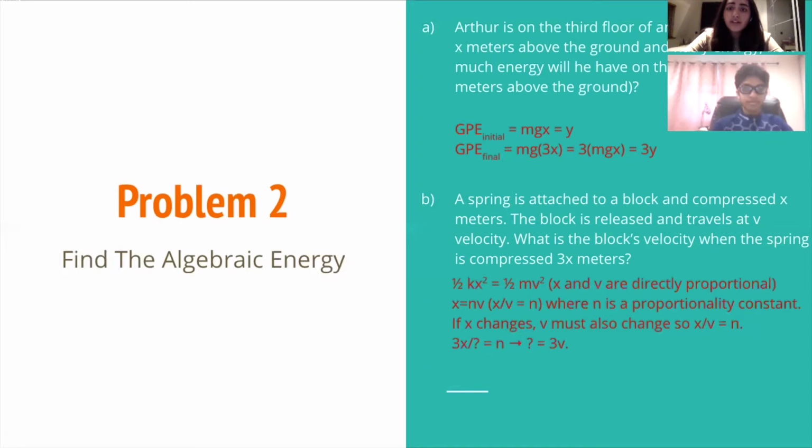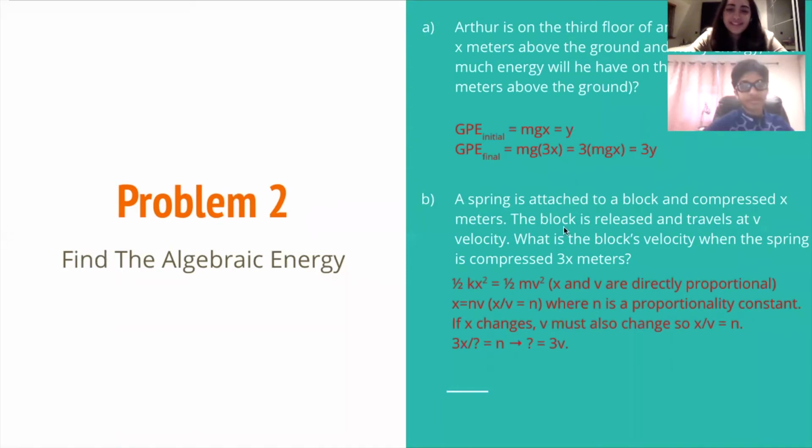So we know that when a spring is attached and compressed x meters, and it's released, it travels at v velocity. The idea behind this is that when the spring is compressed, it has a certain amount of energy. Then when the block begins moving at its highest velocity, which is v, all of that spring energy is kinetic energy at this point. Therefore, when we look at this equation, we can set the spring energy equal to the kinetic energy.